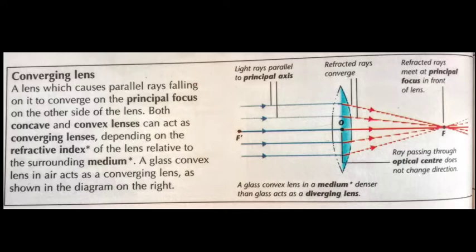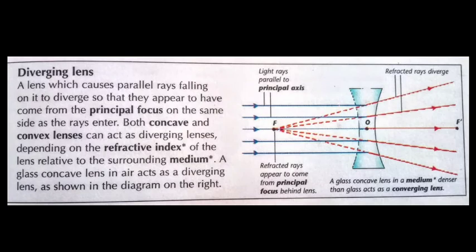Now, in the same way we can take the diverging lens. What is the diverging lens? A lens which causes parallel rays falling on it to diverge so that they appear to have come from the principal focus on the same side as the rays enter. Both concave and convex lenses can act as diverging lenses depending on the refractive index of the lens relative to the surrounding medium. Understand this sentence.